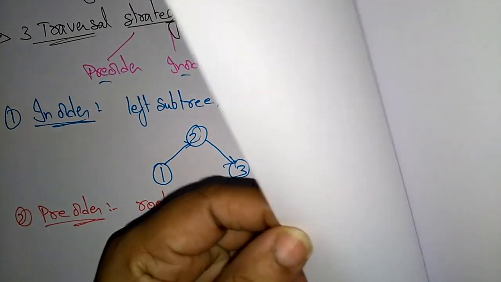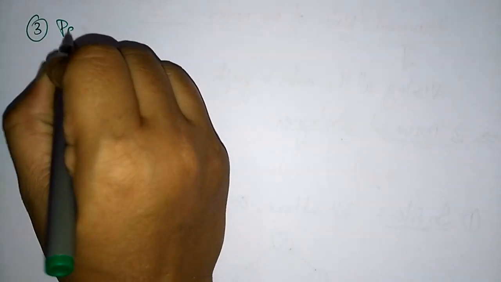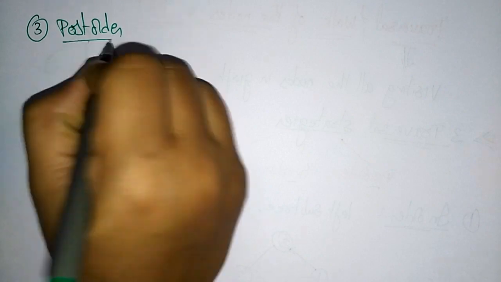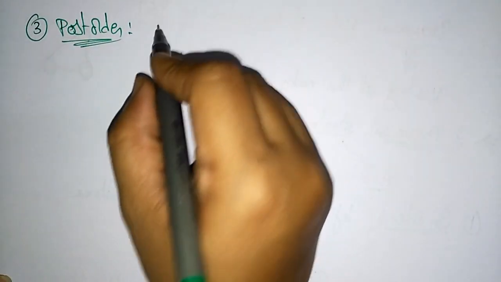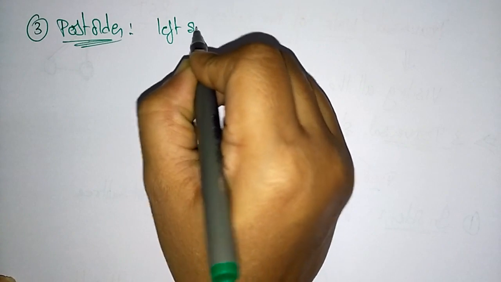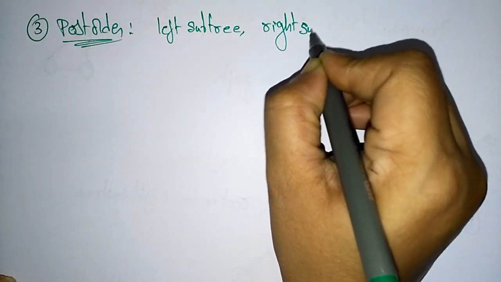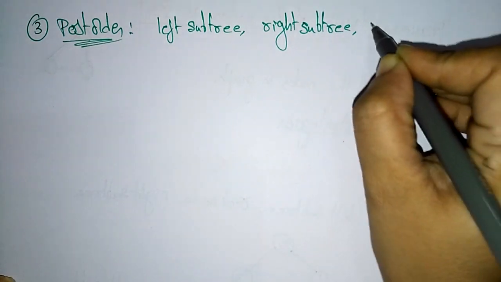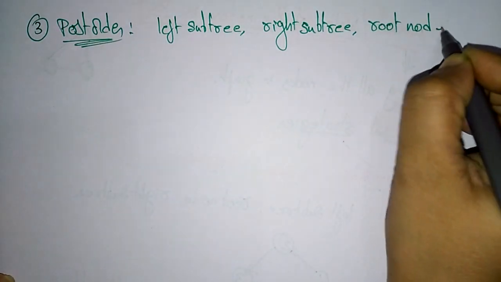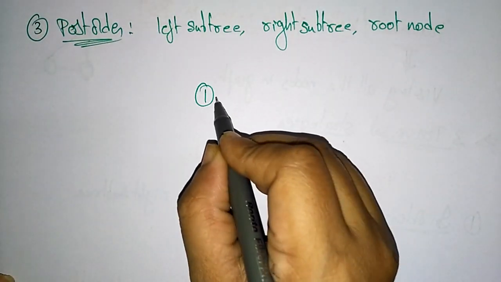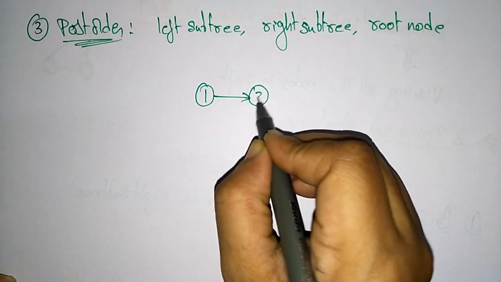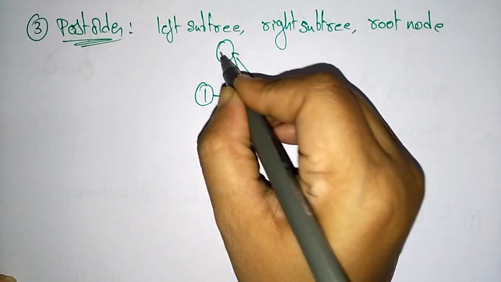Now coming to the third one. The third one is post-order. Post-order means first visit the left subtree, after that the right subtree, after that the root node. So first left, after that right, after that root.